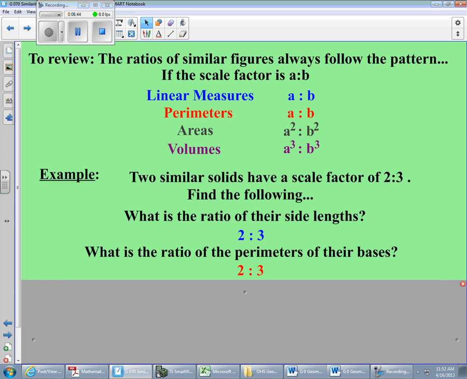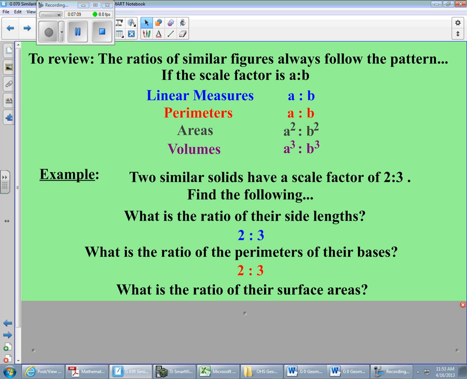Does saying that they're all 2 to 3 say that those are the actual values? The perimeter is 2 and the side lengths are 2 and the scale factor is 2? No, that's just the ratio that they're in. They're in a 2 to 3 ratio. Okay, so the perimeters and the side lengths and the scale factor, they may be much bigger numbers than 2 to 3, but this is the relationship between those two.